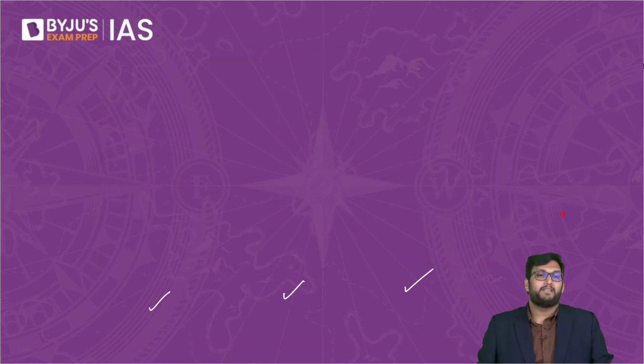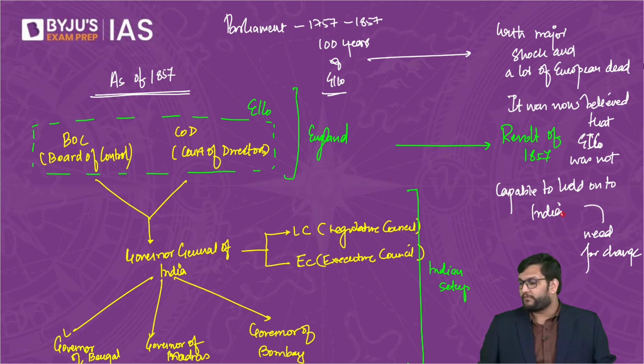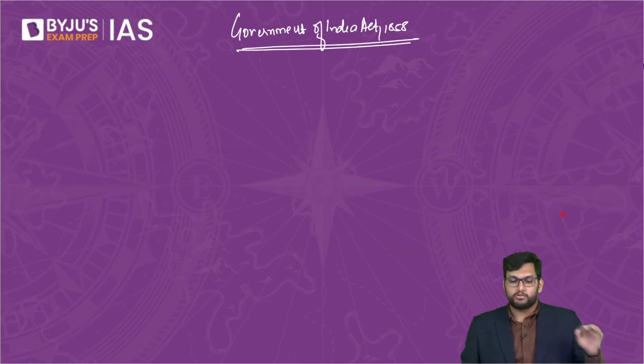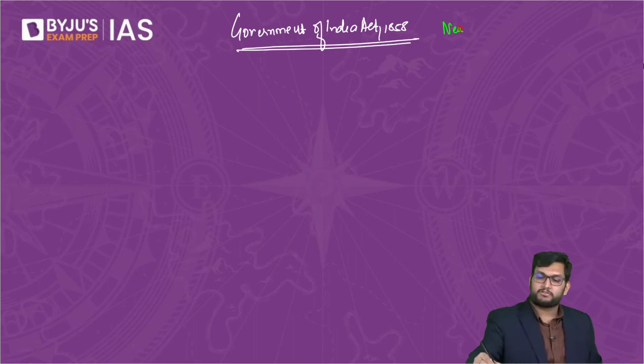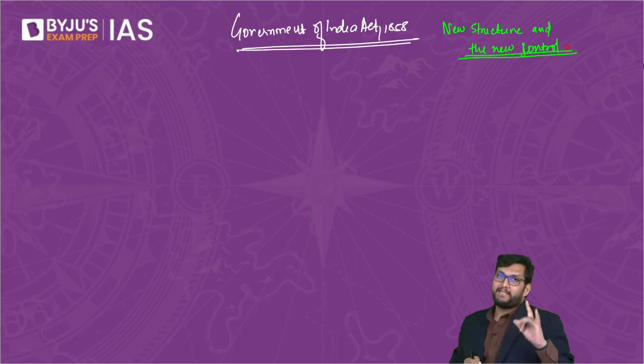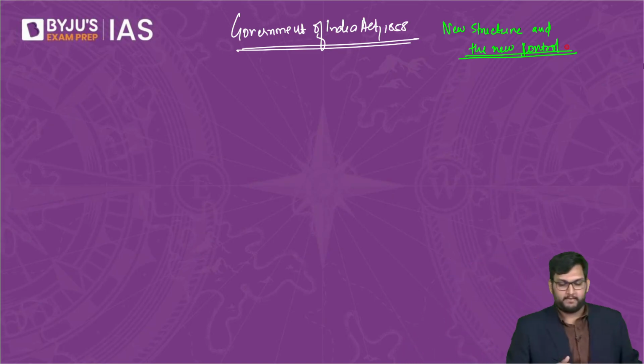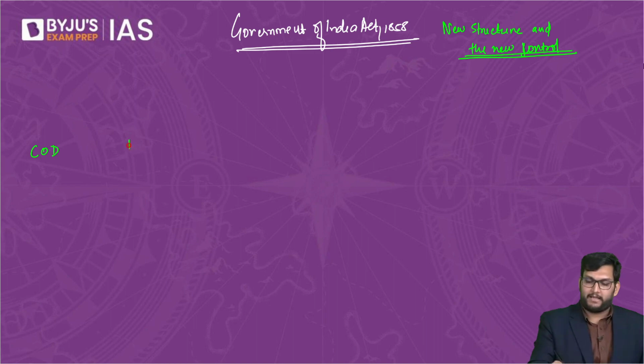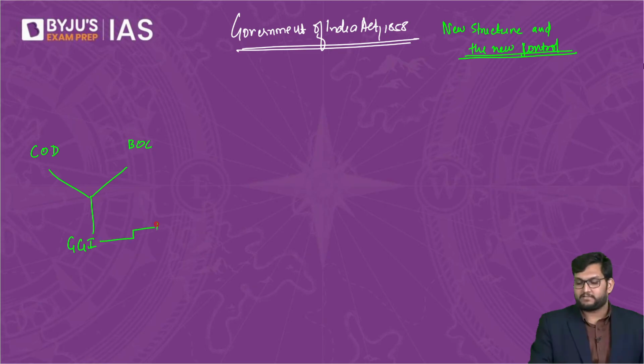So first, this is the structure of exploitation in India, and now the revolt of 1857 has happened. So the new structure and the new control was going to be like this. Now pay attention, please. You had the COD and the BOC. They controlled the Governor General of India, who has his Executive Council and Legislative Council, and he controls the governors of Bombay, Bengal, and Madras.